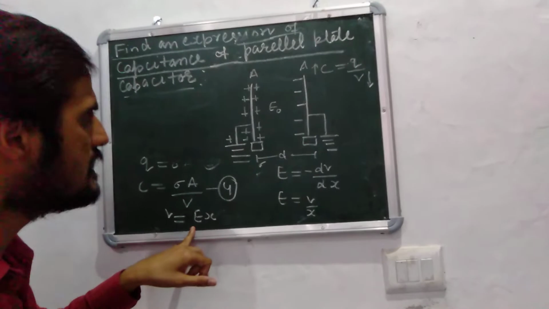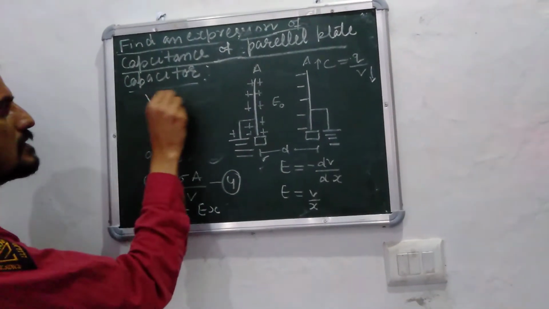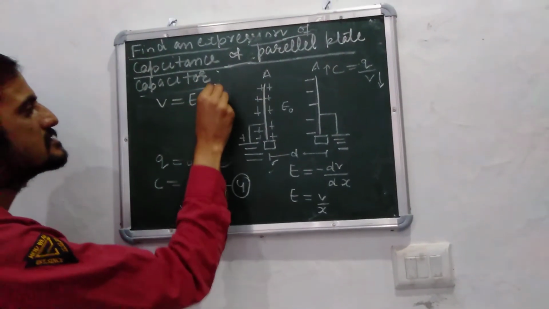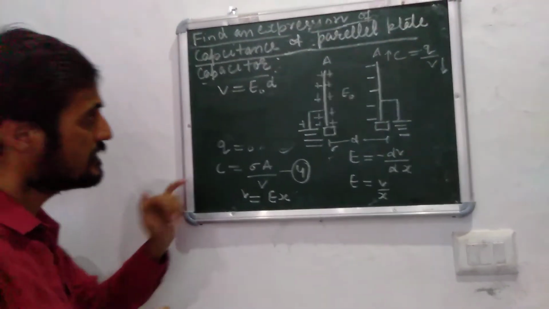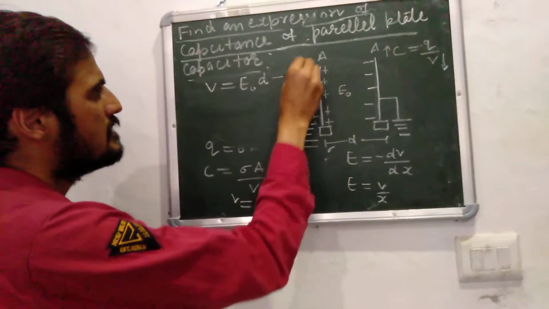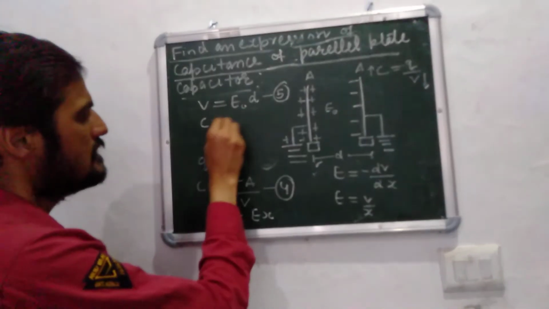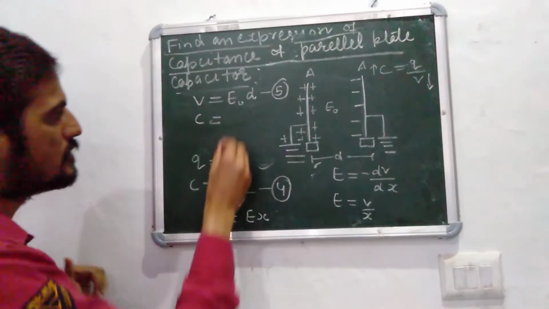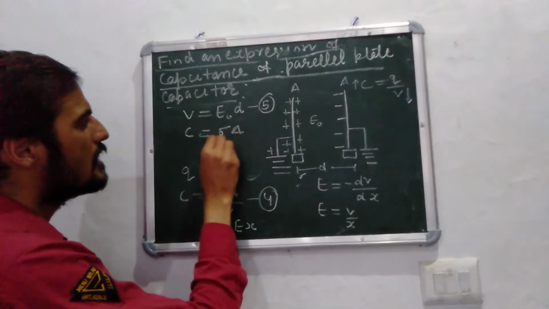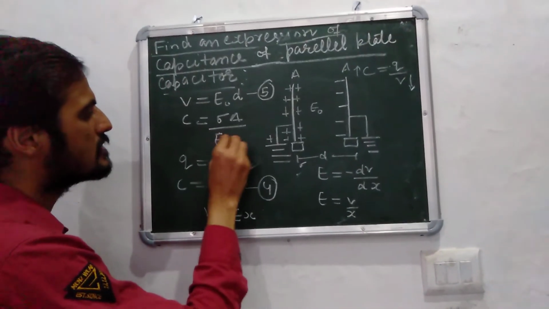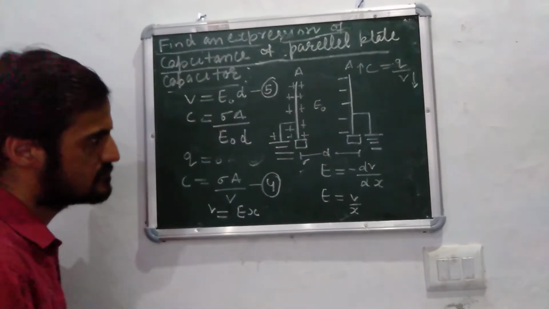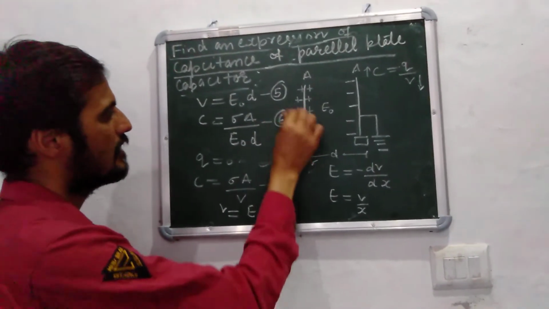Here E is equal to E naught and x is equal to d. This is equation number 5. Substituting the value of equation 5 in equation 4, we get C is equal to sigma A upon E naught d. This is equation number 6.